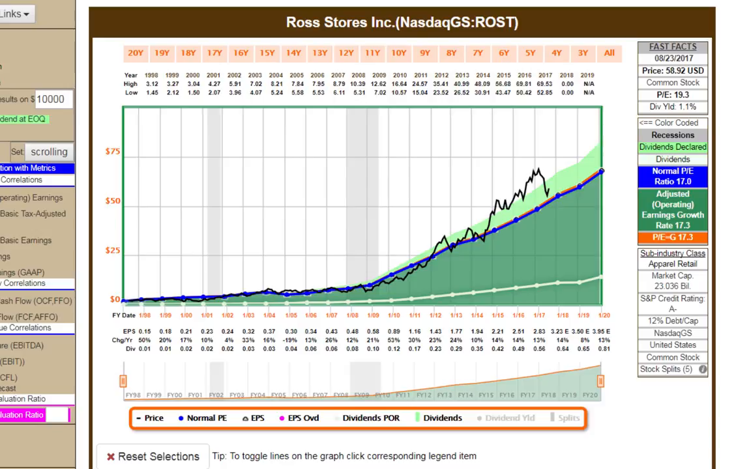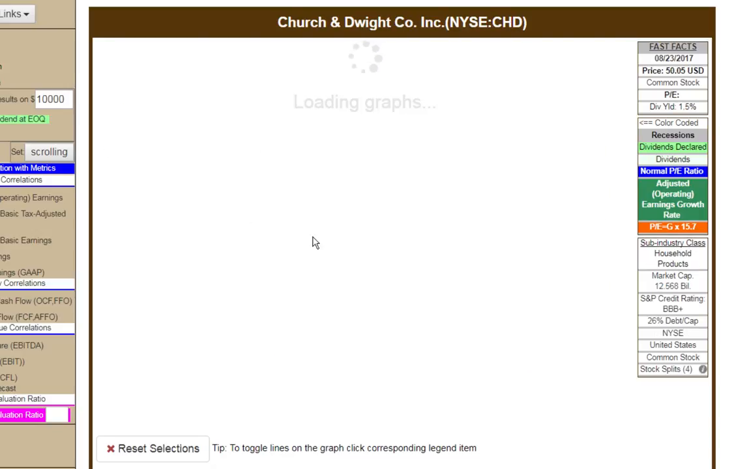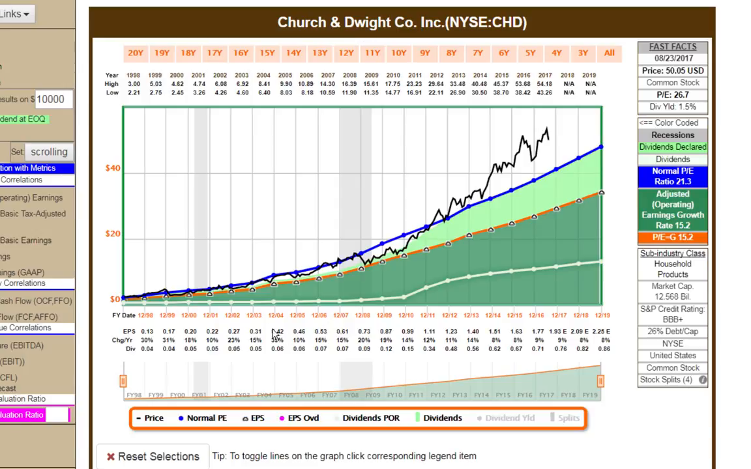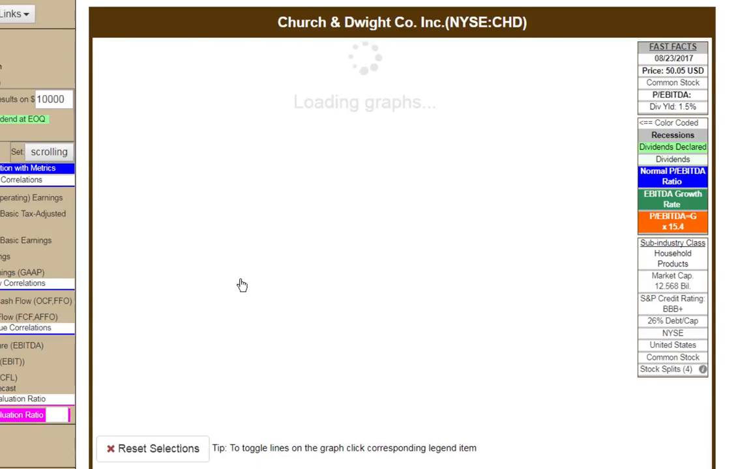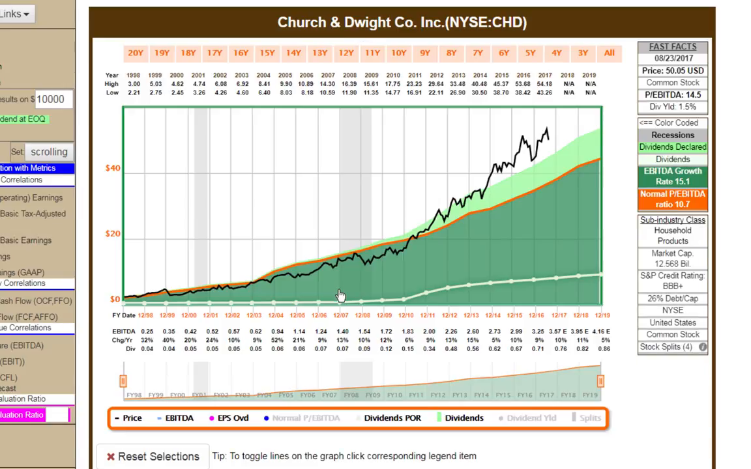But in contrast to that, you can look at a stock like Church & Dwight, which is Arm & Hammer baking soda, and you can see that this stock had a very good correlation between price and earnings, and then it became separated. Once again, you can look at this from different metrics like EBITDA, if you're a premium subscriber, for example, and get a different perspective. You still see massive overvaluations, and you see how this company's correlation to EBITDA has really changed in recent years.